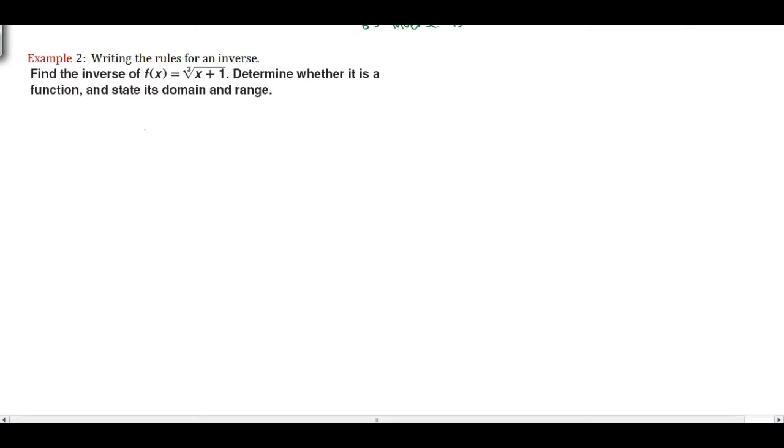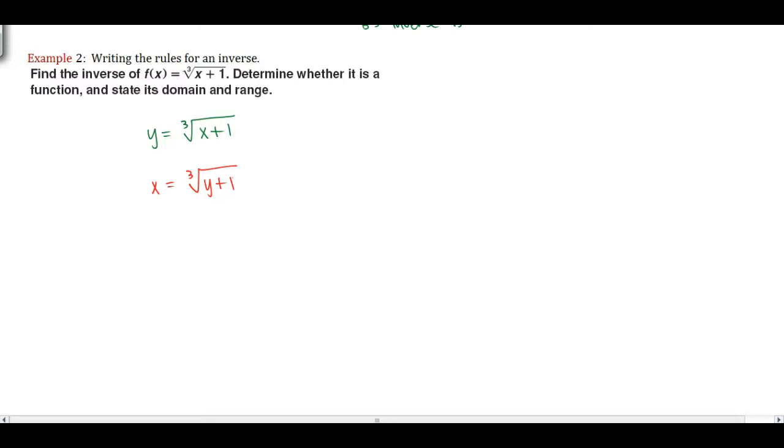So the first thing I'm going to do is rewrite our problem here, which is the cube root of x plus 1. And I am going to now replace all the x's with y's and the y's with x's. So you will see now I have x equals the cube root of y plus 1. And now I've made the inverse.